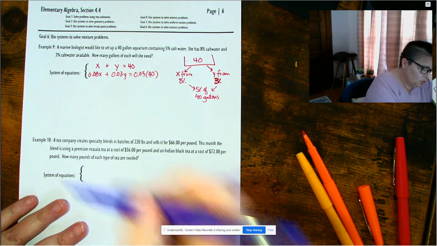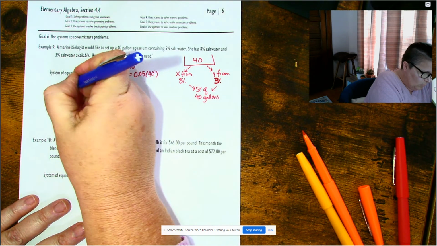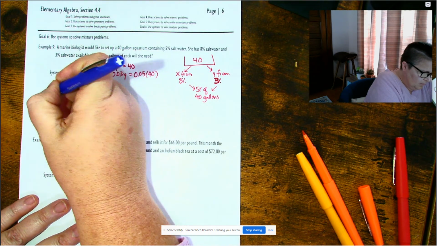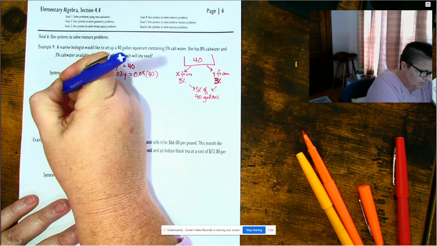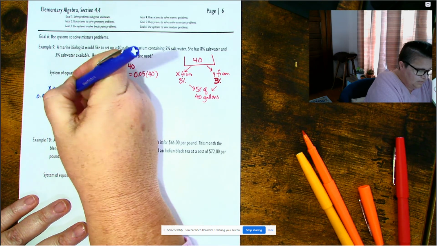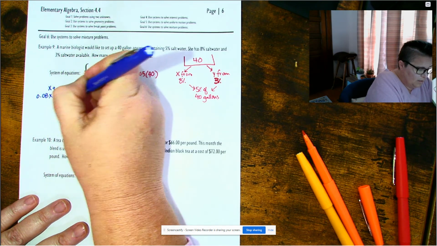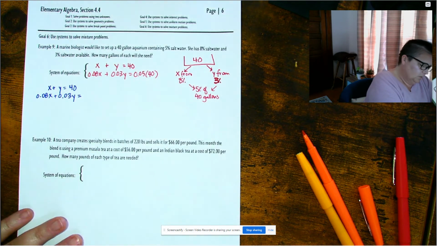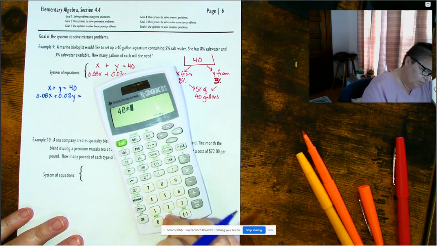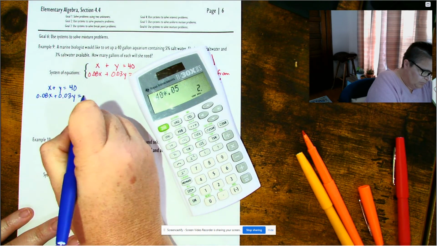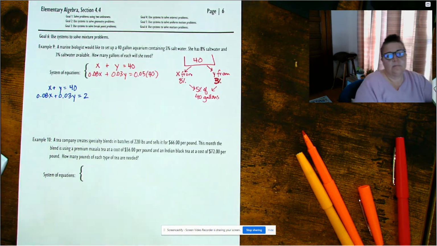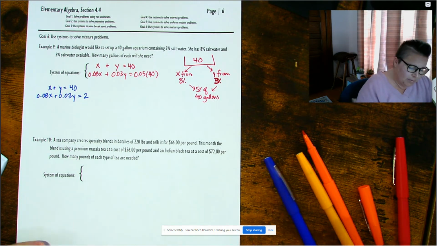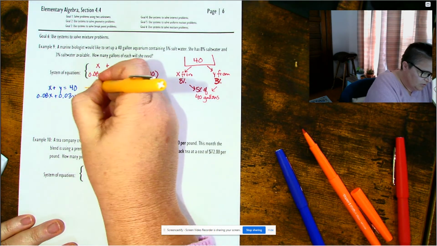This gives us two equations. X plus Y is equal to 40. And 0.08x plus 0.03y has to equal 40 times 0.05, or 2. Right? Again, you can use elimination, multiply both by 0.08 on a negative, and things will cancel out. I'm going to do the first one using substitution.